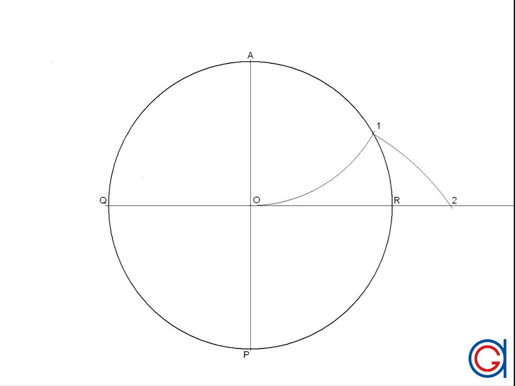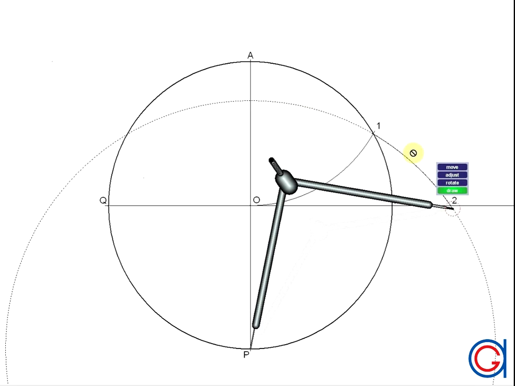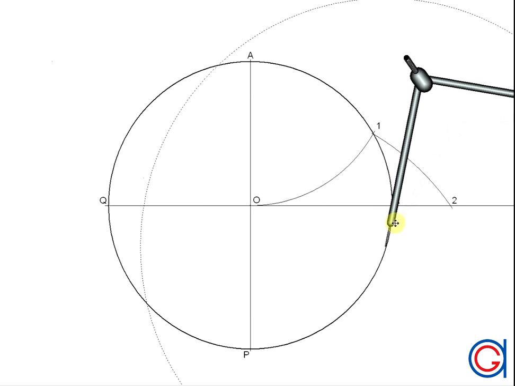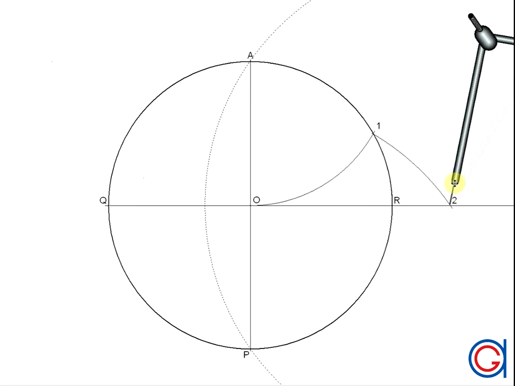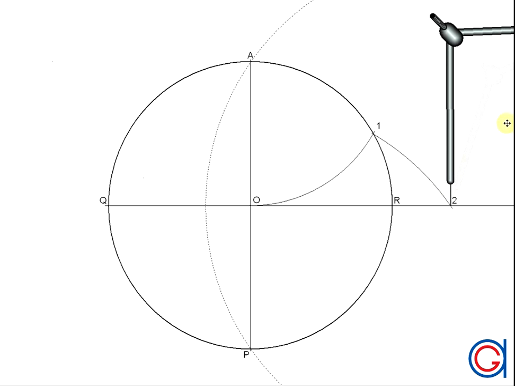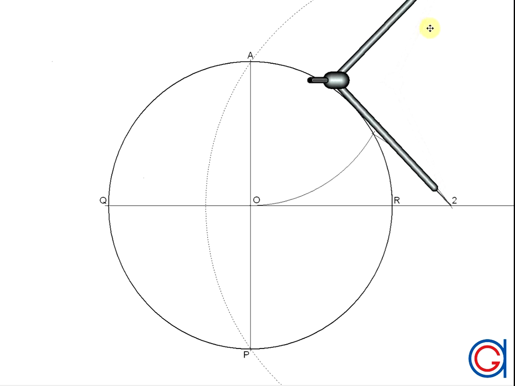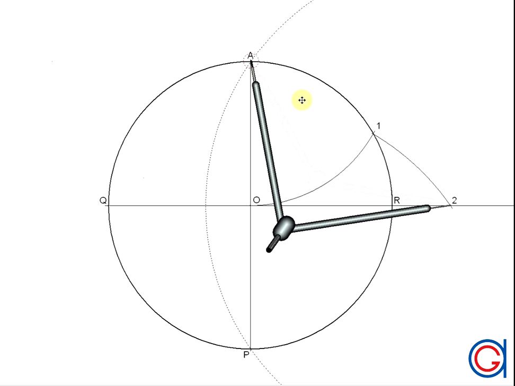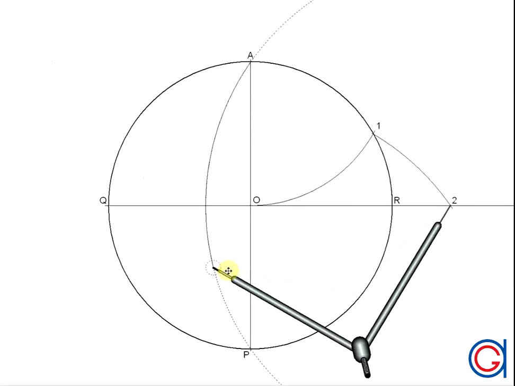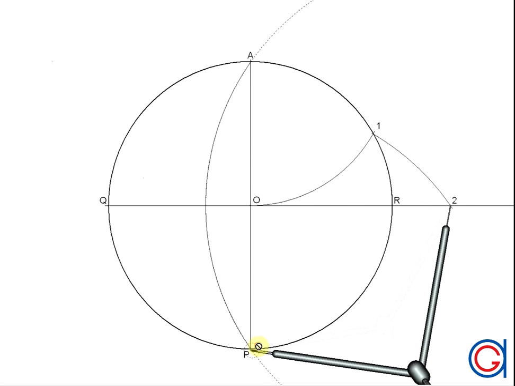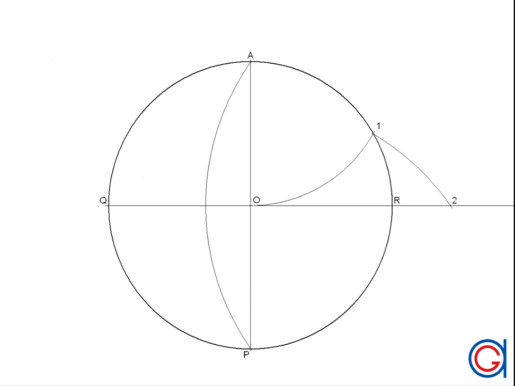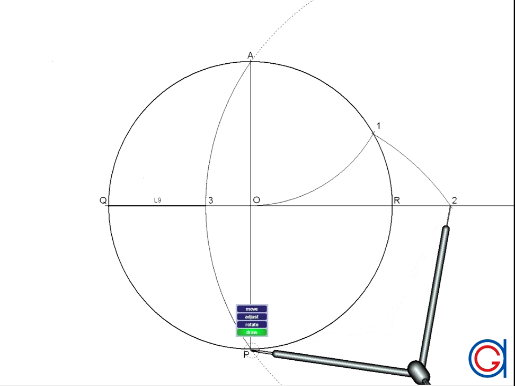So now, with the same radius and setting our compass on the new point 2, we will scribe an arc to the left which goes through point A and point B, cutting our horizontal diameter at a new point which we will call point 3. So the distance from point Q to point 3 is going to be the length of the side of the nonagon, or the 9-sided polygon that we want to draw.